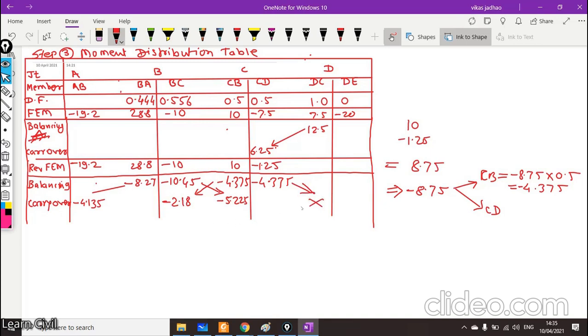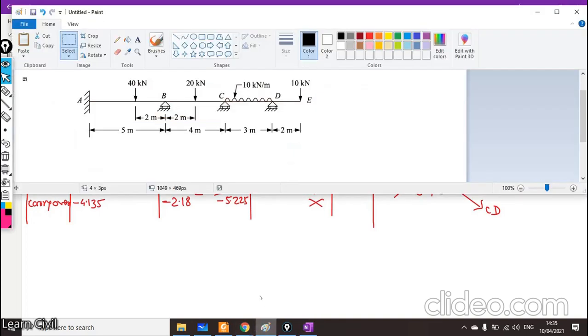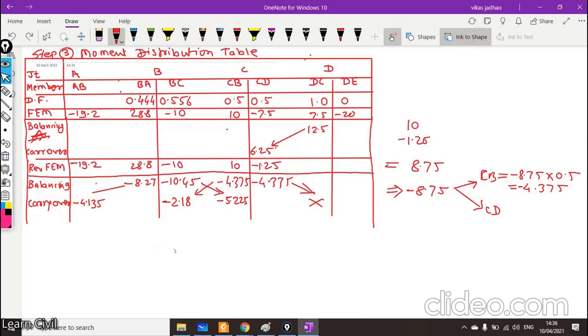Now this moment will not be transferred anywhere, because here at this joint D, you can see it is a roller support, so it won't be carrying any moment. No moments are transferred to this joint D. So again we can see here at this joint B we'll be having some unbalanced moment of minus 2.18, and at this joint C we'll be having unbalanced moment of minus 5.225.